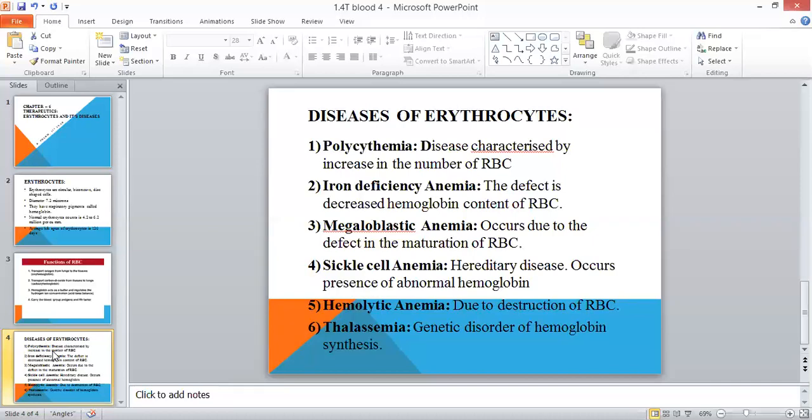Now, the next disease is thalassemia. It is a genetic disorder of hemoglobin synthesis. It occurs due to a decrease in the synthesis of either the alpha or beta globin chain of hemoglobin. In alpha thalassemia, there is a decreased synthesis of the alpha chain, or in beta thalassemia, there is a decreased synthesis of the beta chain. Beta thalassemia is more common than alpha thalassemia.